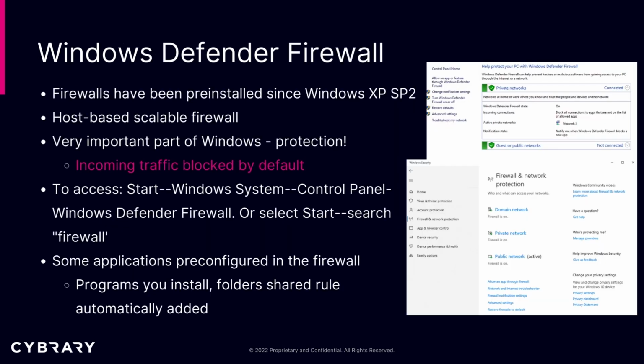Windows Defender Firewall is another very important piece of information that you would need. Firewalls in the Windows system have been around since XP Service Pack 2. It's a host-based scalable firewall, a very important part of Windows. By default, it blocks incoming traffic to your system. To access this, you would go to Start, Windows Control Panel, Windows Defender Firewall, or you can select Start and start searching for it by typing in Firewall. Now, for applications that you install or folders that you share, a rule will be automatically added.